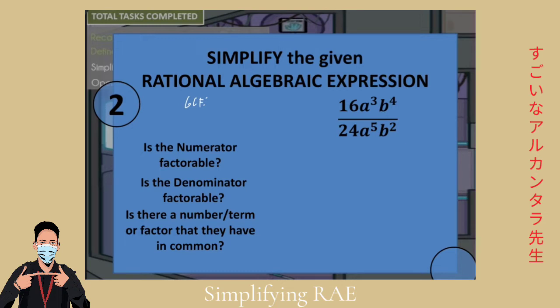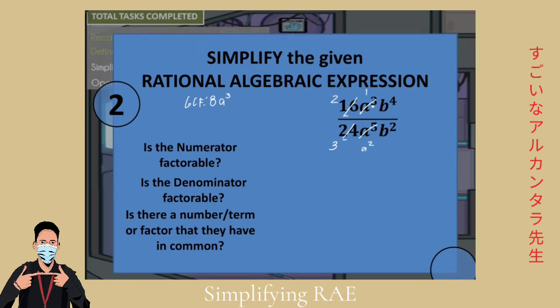Focus on the numbers, 16 and 24. The GCF is 8. 16 divided by 8 is 2. 24 divided by 8 is 3. Now, let's look at the letter A, or the variable A, since they both have it. Again, the lowest exponent, or the lower exponent. So it's A raised to 3. So A raised to 3 divided by A raised to 3 is 1. A raised to 5 divided by A raised to 3 is A raised to 2.